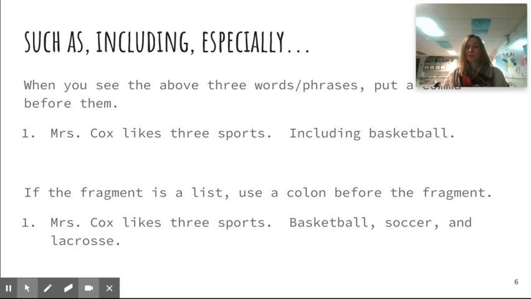Or such as probably would be better. Such as or including. Okay? So I wouldn't mark you down if you did it that way because in all honesty, it's correct if you use one of those words or you use a colon. Okay? The key is that it's a list, though. So the one above, you wouldn't use a colon because there's only one sport, basketball.